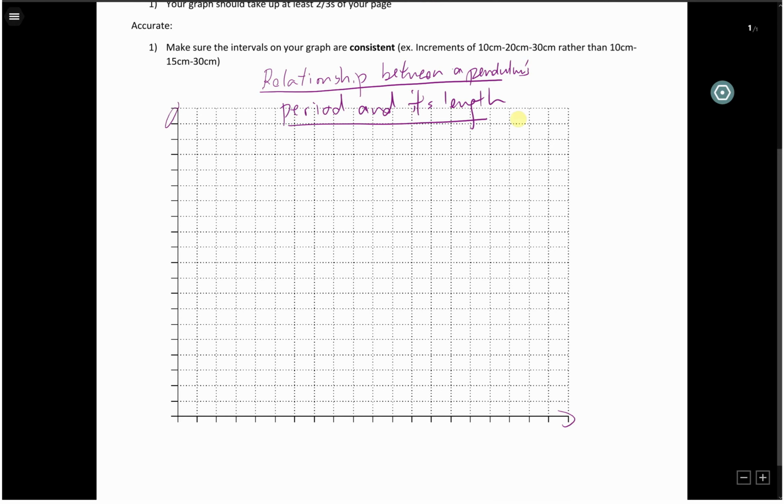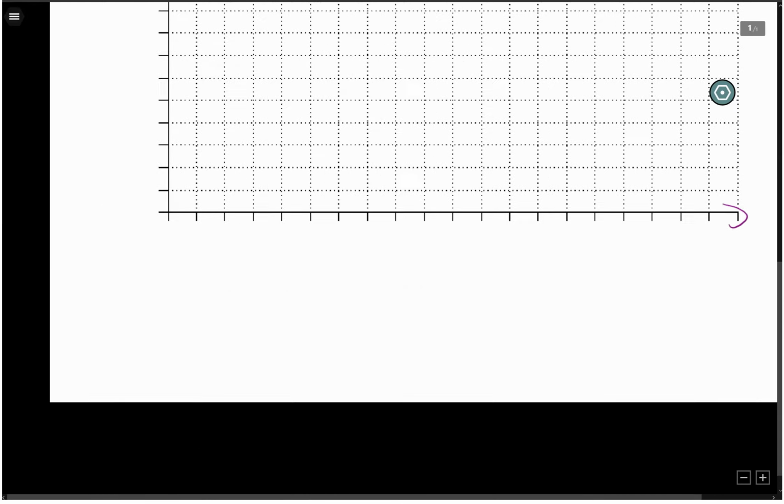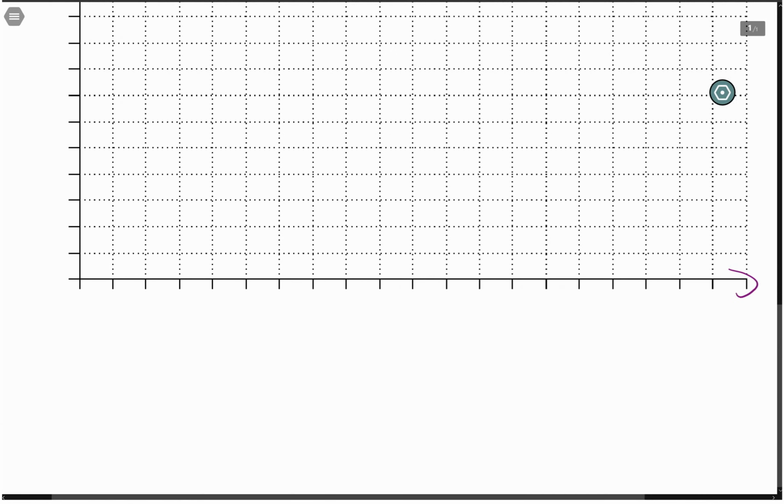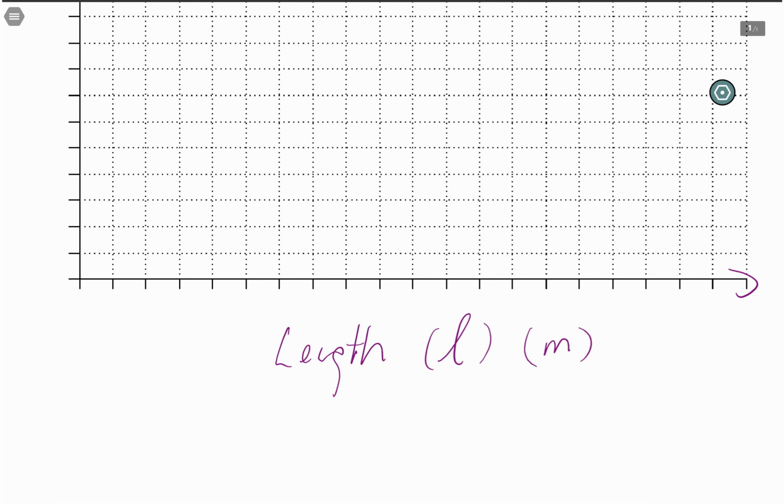Well, our x-axis is going to contain the length of our pendulum that we vary. So here we want to write length. And our variable we are going to use is L. So you can use L as your variable. And this will be in units of meters. I know you had it in centimeters.